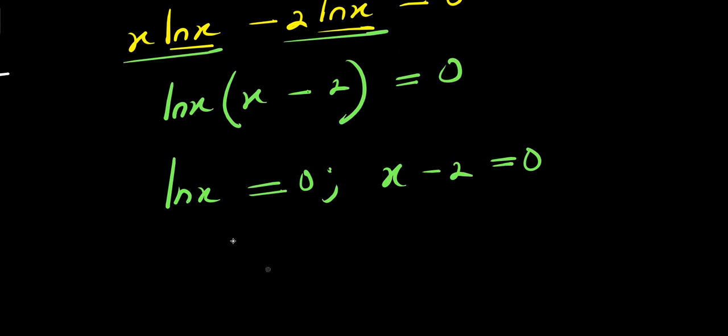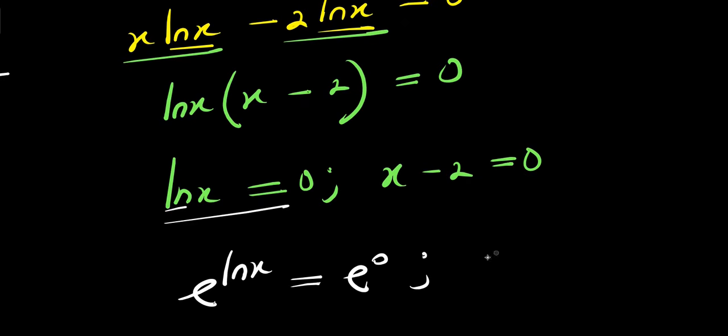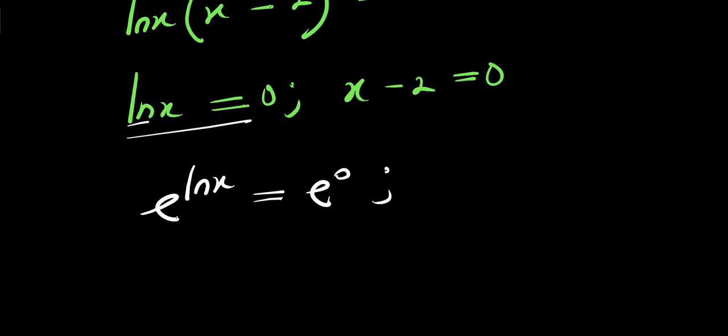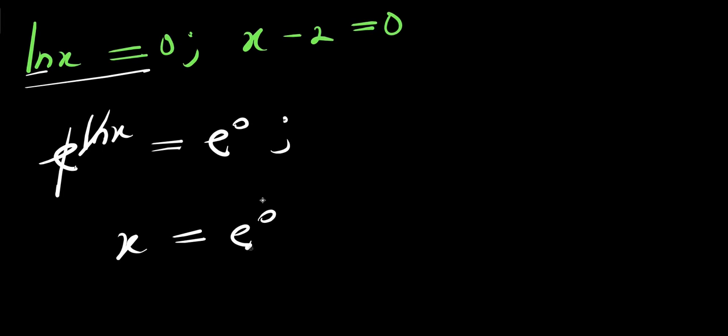So what I'm going to do will be to solve these individual equations. Let's start with this one here. I need to eliminate this natural log. Make use of e. I have e to the power of natural log of x equals e to the power of 0. And from here, this eliminates the ln. I have x equals e to the power of 0. So once you have a number raised to the power of 0, you are going to have 1. You have x equals 1. So this is another solution.